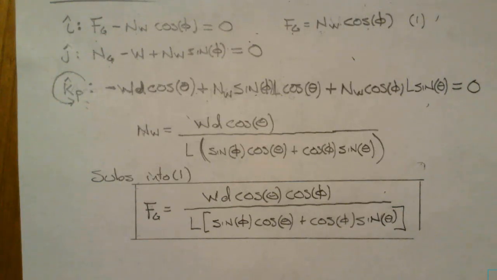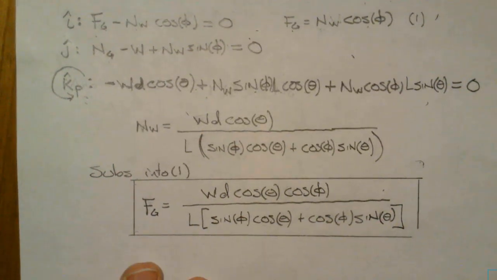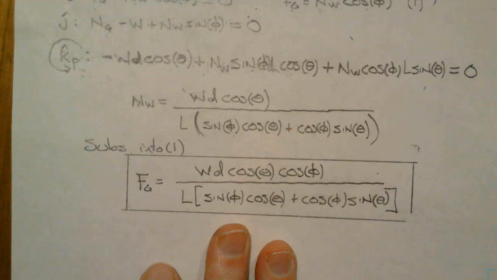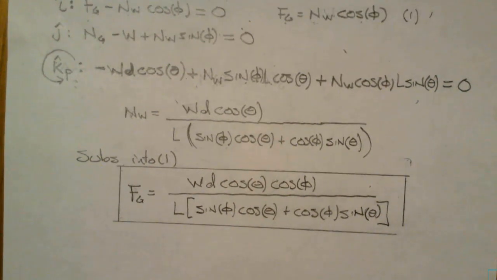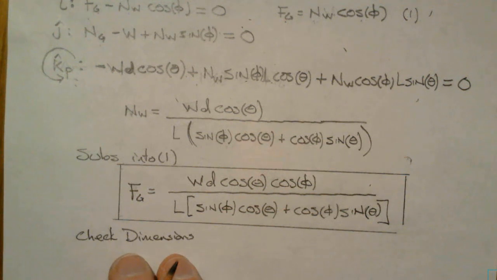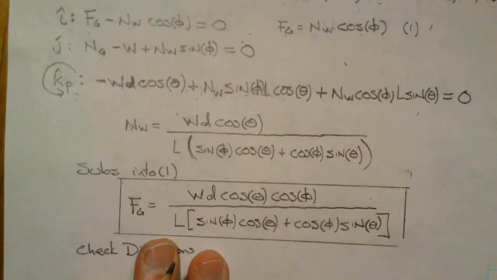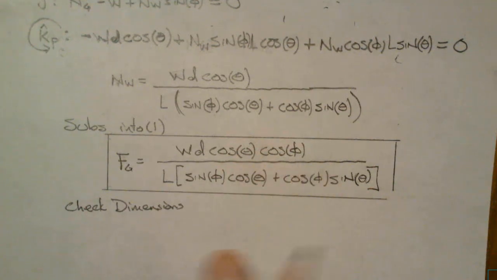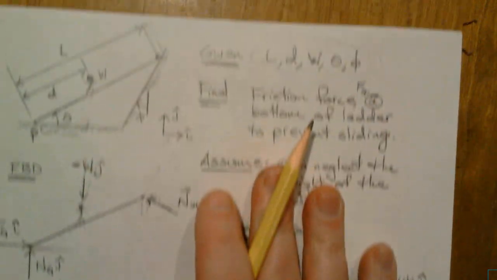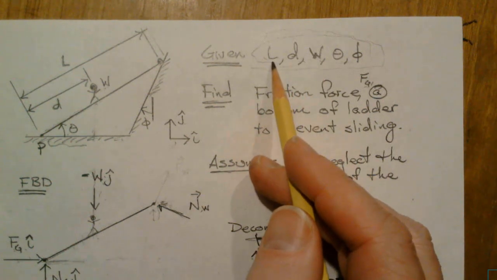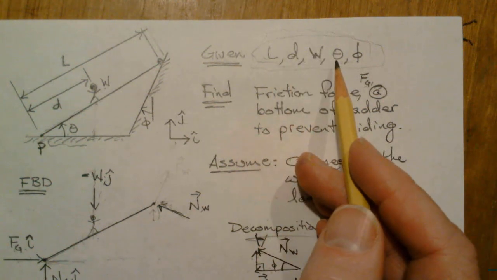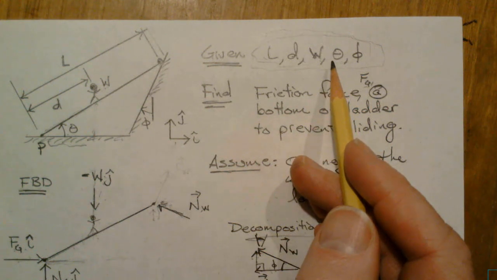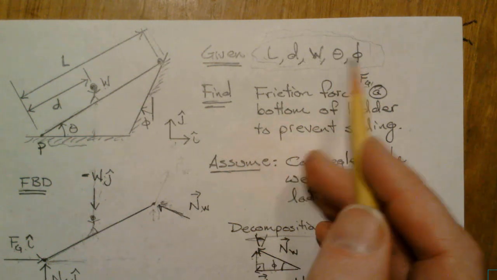We're looking good. What do you think? Cool? Actually, I like this. But before we say we're done, I want to do one more thing. I want to check the dimensions. What do I mean by that? Well, what am I after? I'm after FG. FG is a force. And I have FG written in terms of lots of different quantities here. Not all of the givens are forces. In fact, this one's a length, that one's a length, that one's a force. This is a, what's that? Radians, degrees? I don't know.